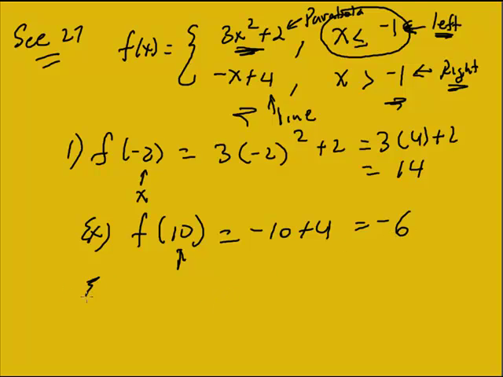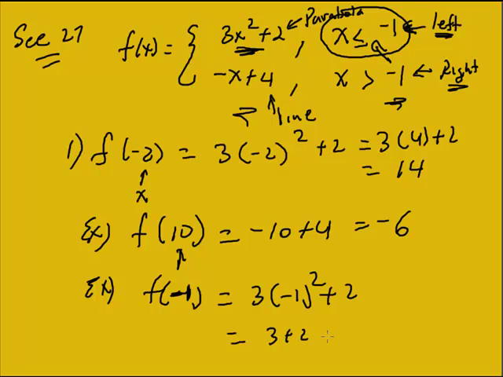What if I say f of -1? Well, since there's an equal sign here, I have to use the parabola. I can't use the line. So it'll be 3 times -1 squared plus 2, and -1 squared is positive 1. So it's 3 plus 2, and that's equal to 5.